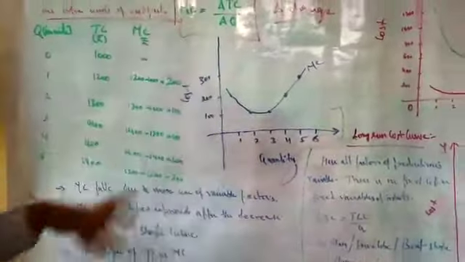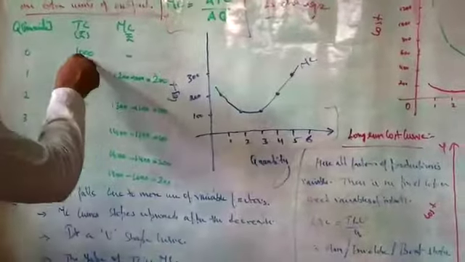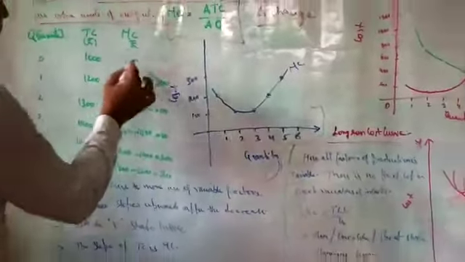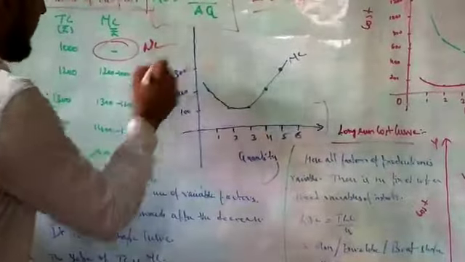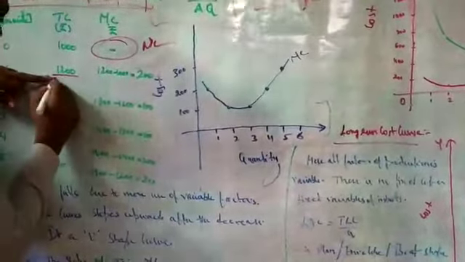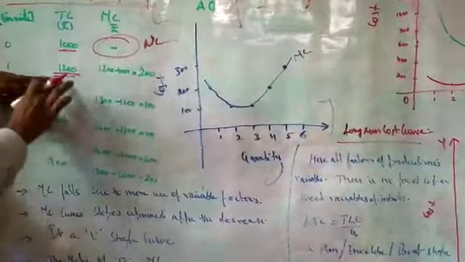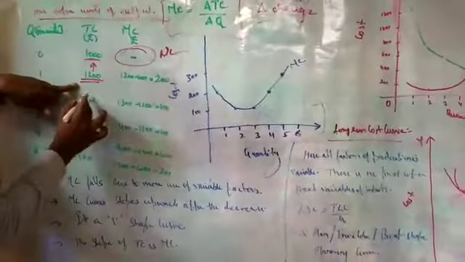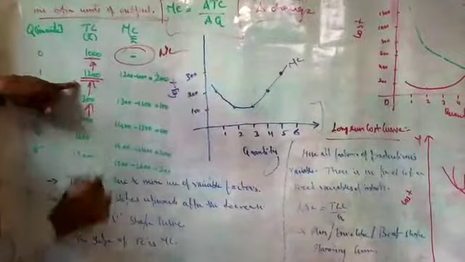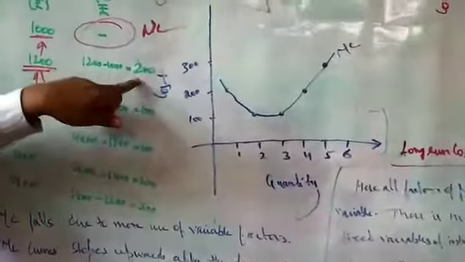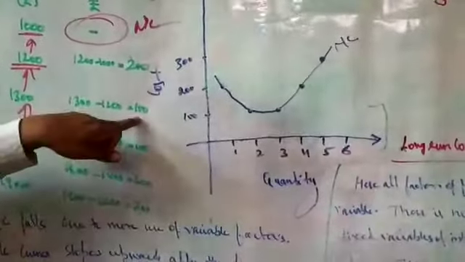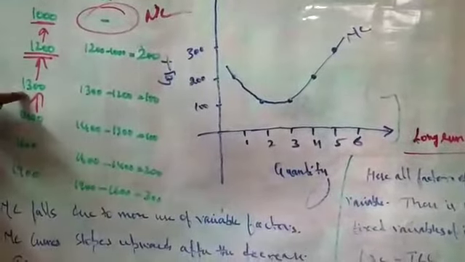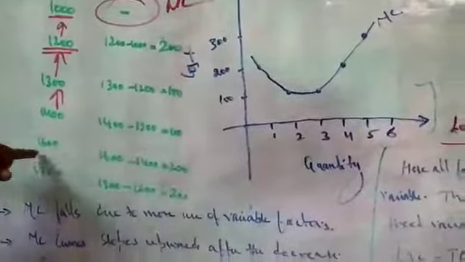Now we have to identify the marginal cost. How will we identify? For the first figure it will be 0, so the first figure will be nil. You will not have any value. For the next one, you take this value minus this value, this value minus this. So 1200 minus 1000, 200. 1300 minus 1200, 100. 1400 minus 1300, 100.